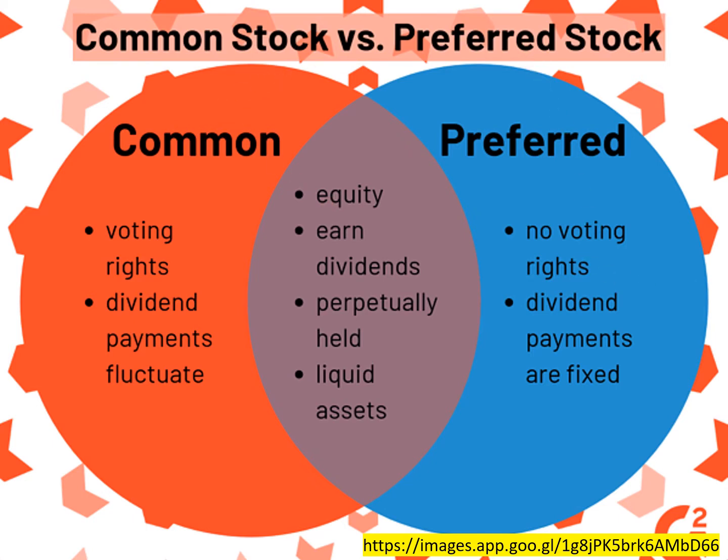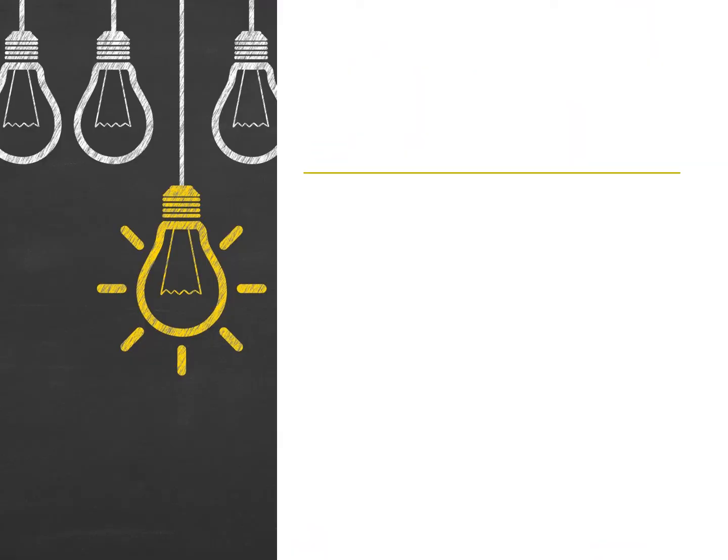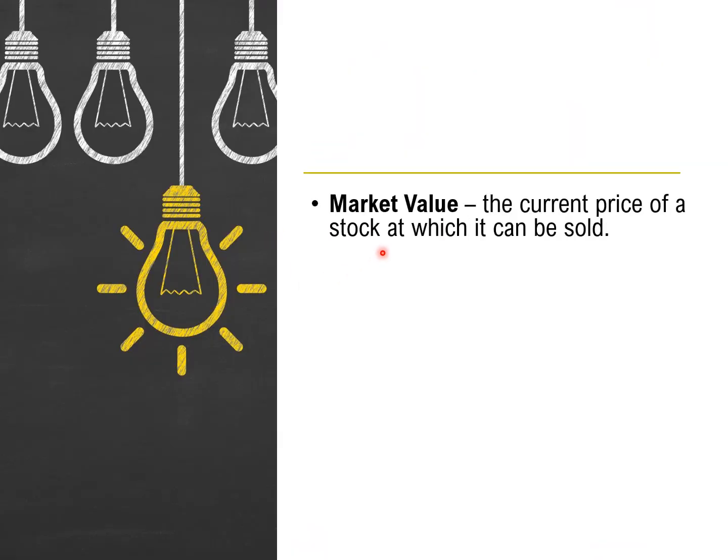Okay, let's proceed to the other terminologies. Next, we have here the market value. It is simply the current price of a stock at which it can be sold. For example, sa ngayon, namili ka ng stock sa isang specific company. So, kada araw, kada oras, from time to time, nagfluctuate, nagbabago ang market value ng stock. That's the market value, it's the current price sa ngayon. At the current time, that is the market value.